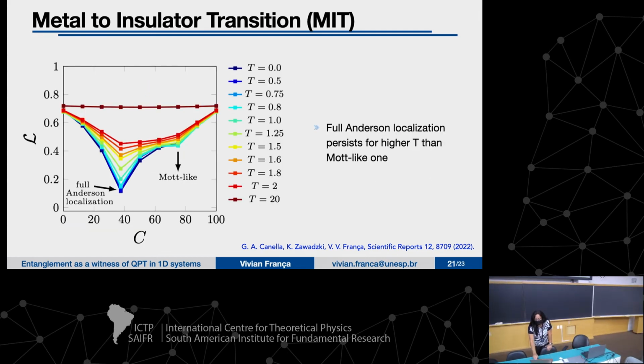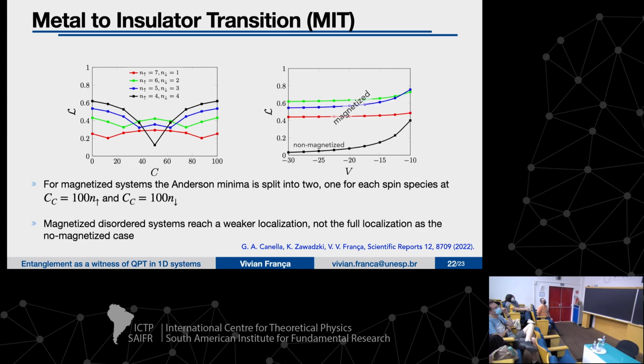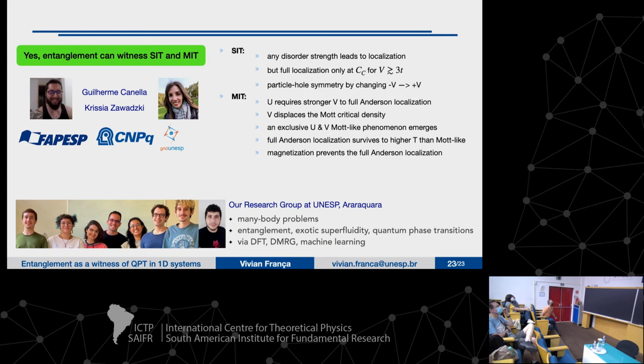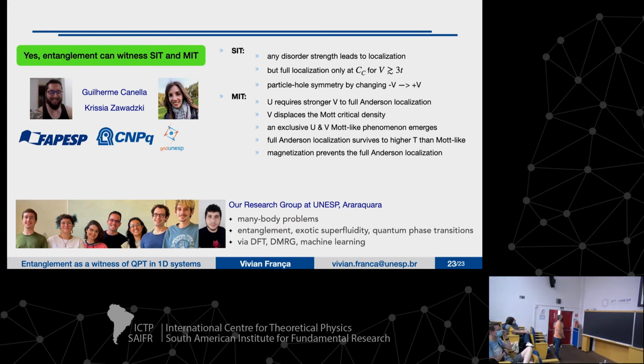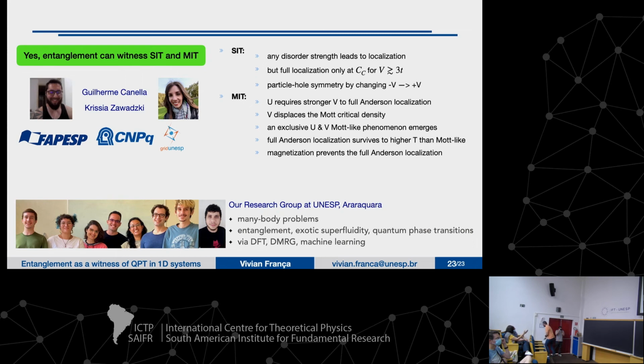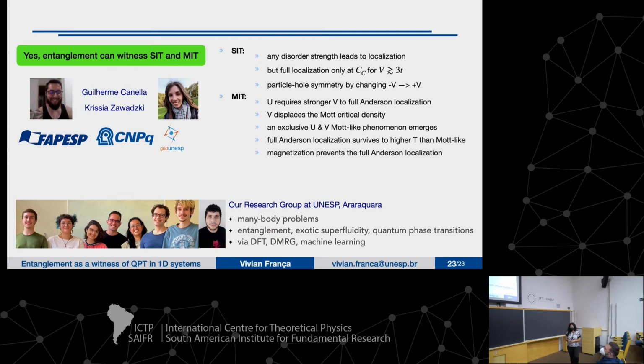We have just explored the effects of temperature. The fully Anderson localization is more robust against temperature than the MOT-like seems to be. Also some effects of magnetization. But with that, I'd like to conclude. The name of the slide disappeared there, but these are my conclusions. So answering the initial question, yes, we can use entanglement to witness and explore the superfluid-insulator transition and the metal-insulator transition in these disordered chains.